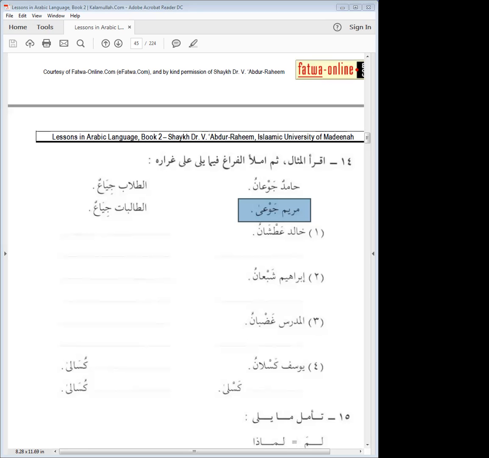Right. Next one, we have Ibrahimu Shab'anu, and female we could say Maryamu Shab'a, with alif maksura, right? And plural, you use the same at-tullabu and at-talibat. At-tullabu shiba'un.